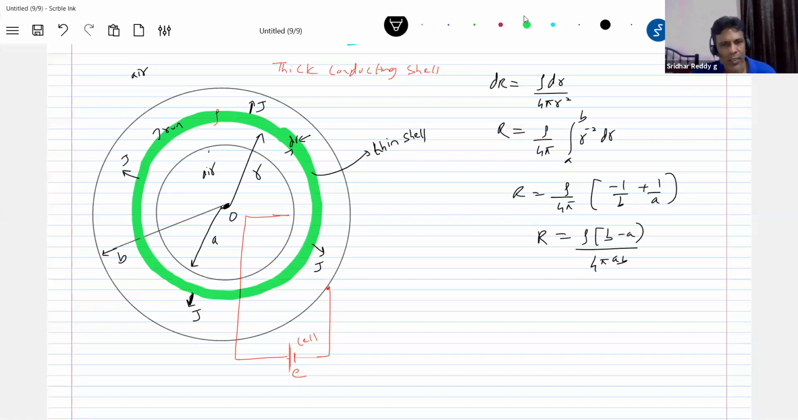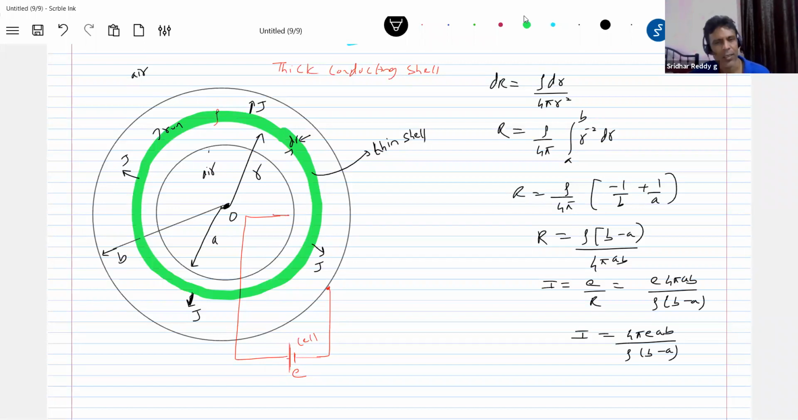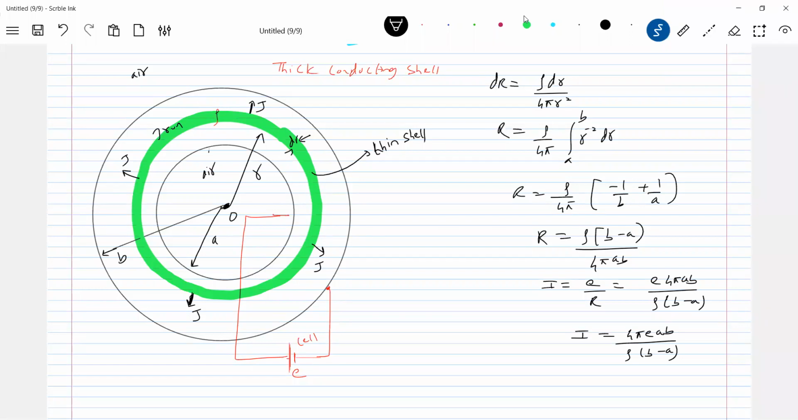Okay, I want the expression for current density. So what is the total current I? This I should be equal to the applied EMF E by R, no? So I equals 4 pi E A B by rho (B minus A). This is the expression for current. I want the current density at a distance r. So what is the formula I should pick up?